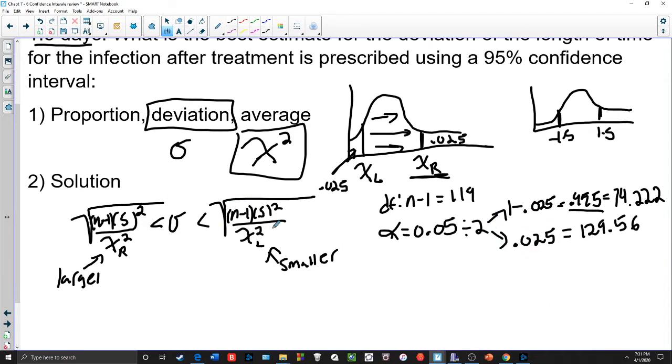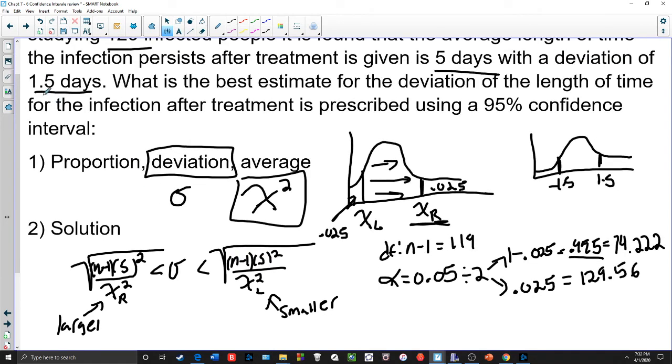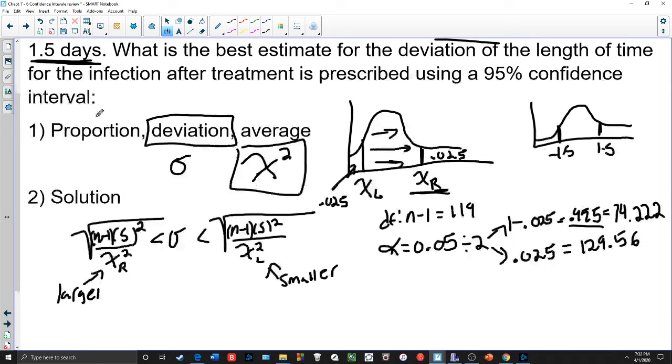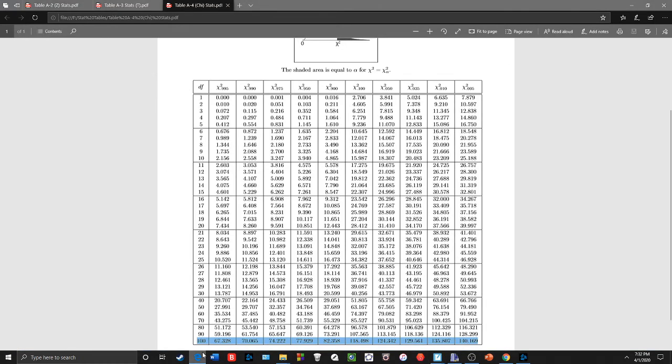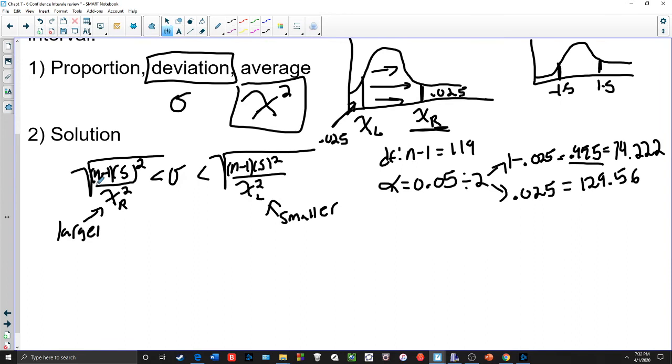So I can go ahead and plug them into this formula here because I have everything I need. I have my n, which is 120. I have my s, which is my 1.5 because it's my sample deviation. And now I have my two critical values. And again, the larger one's going to go over here. The smaller one's going to go over here. That's why we call them right and left, because on the table, bigger one's over here on the right, smaller one will be over here on the left. If you notice, for each row, the smaller numbers are on the left-hand side of the table, and the bigger numbers are on the right-hand side of the table. So that's why they call it R and L, because it's how you look at the table. So n minus 1, we just figured out that's 119.